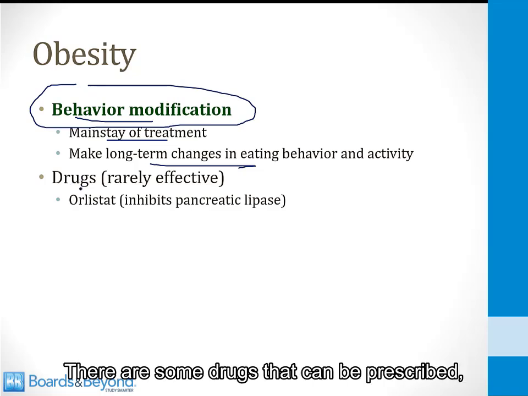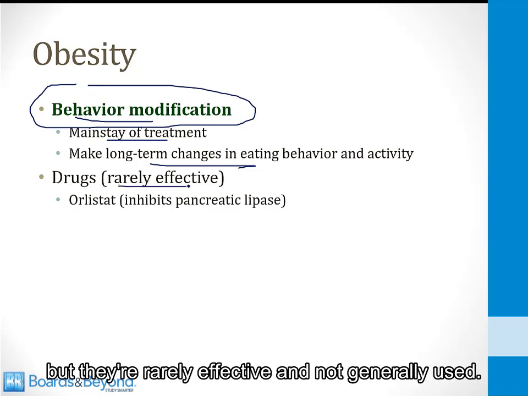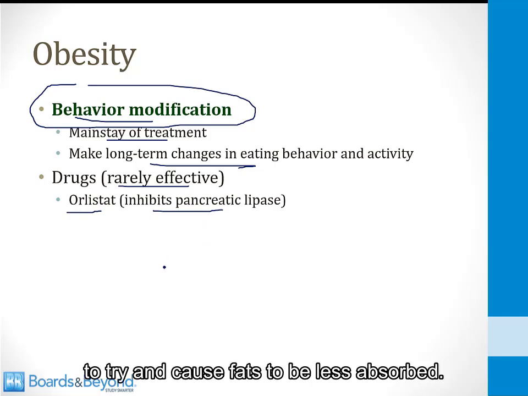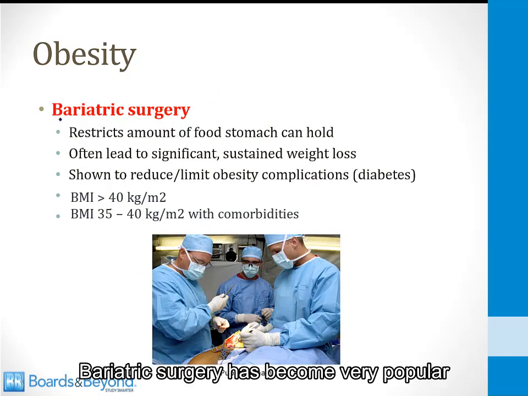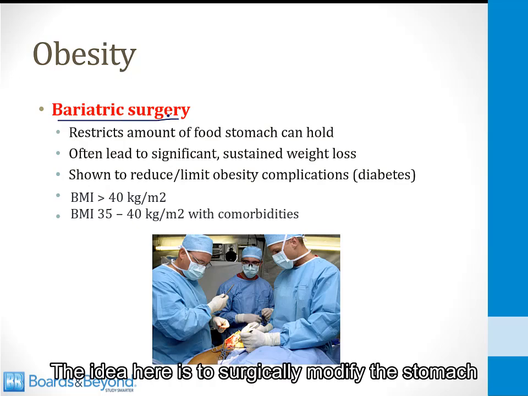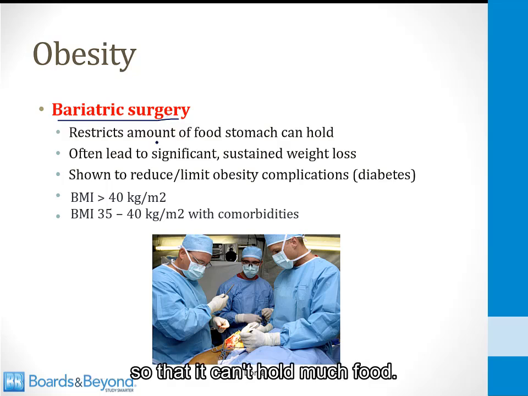There are some drugs that can be prescribed, but they're rarely effective and not generally used. One of them is orlistat, which is on the market. It inhibits pancreatic lipase to try and cause fats to be less absorbed. Bariatric surgery has become very popular as a treatment for obesity. The idea here is to surgically modify the stomach so that it can't hold much food.